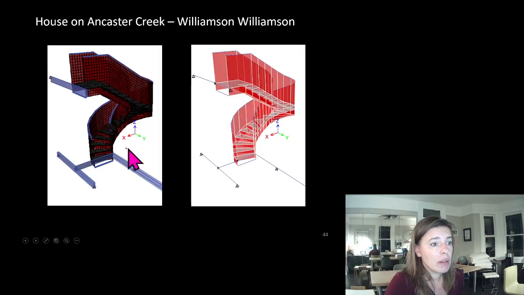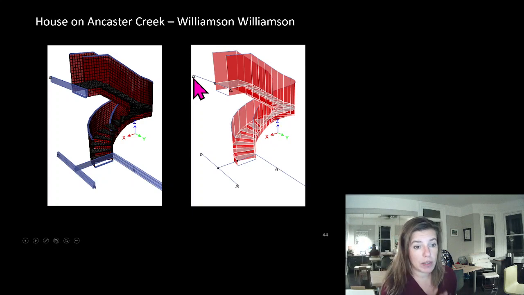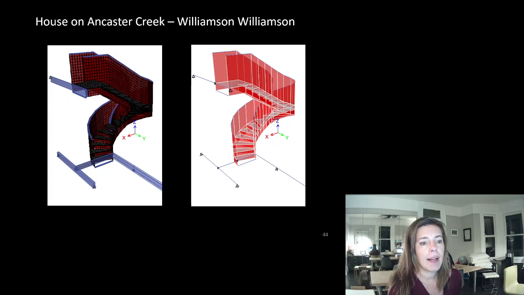Here was my model. So you can see that it curves around. This one, we were very sensitive to the impact on the existing structure. It was actually Blackwell's office that did the analysis for the base building. So they were the engineers for the base building. And the stair was my scope.